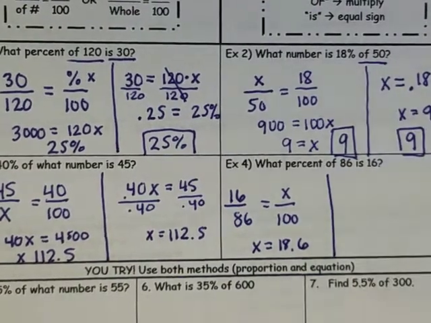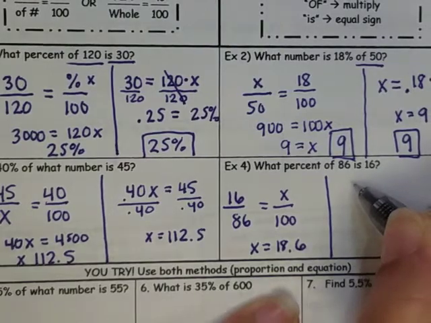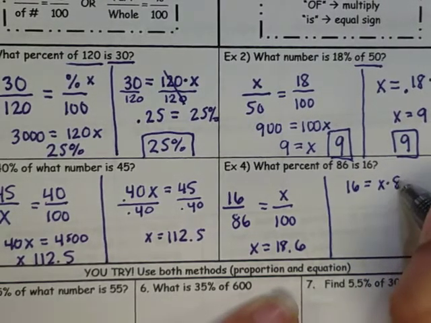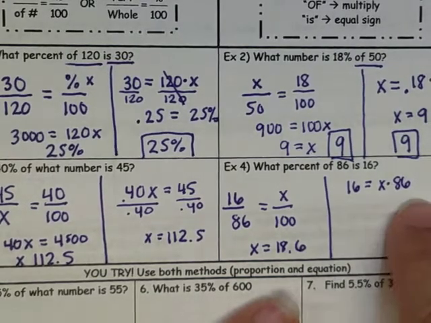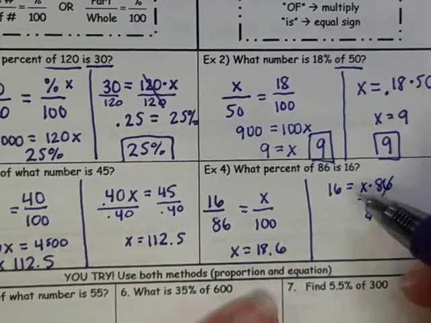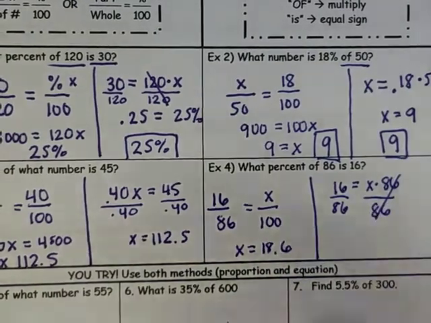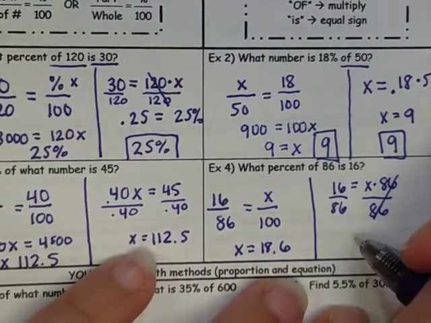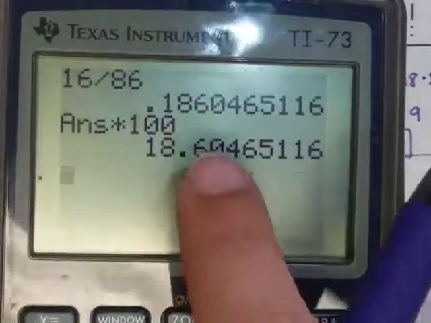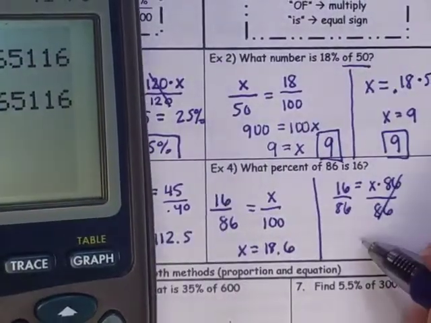And then the equation method, we would say 16 is what percent of 86. We know how to solve this. We want to divide both sides by 86. Which isn't that what that looks like over here anyways? And then 16 divided by 86 gives us that 0.18. But remember, we're going to have to change this to a percent, so we multiply times 100, and that's where we get the 18.6.